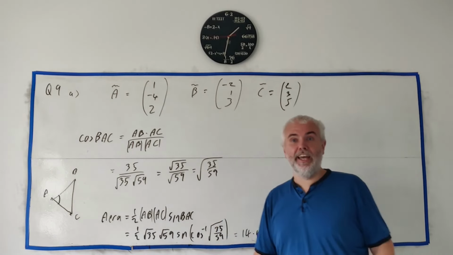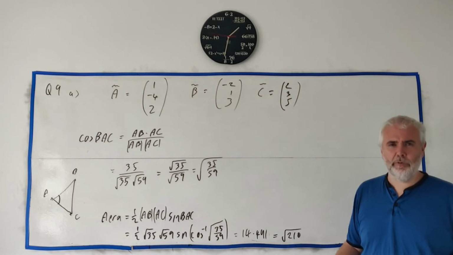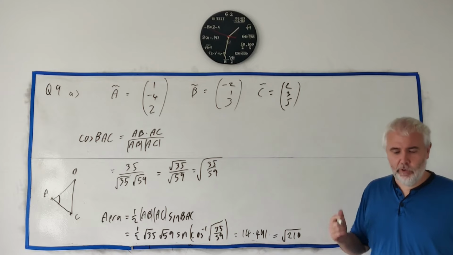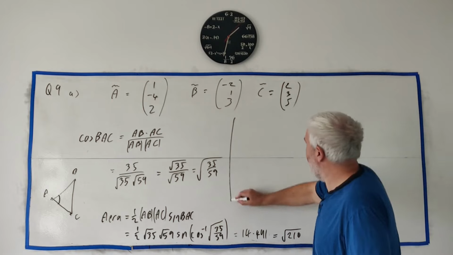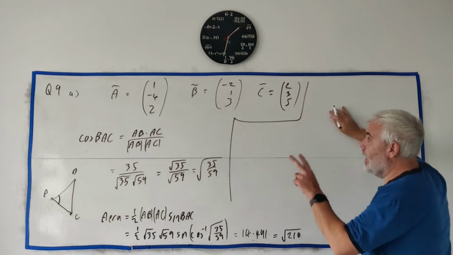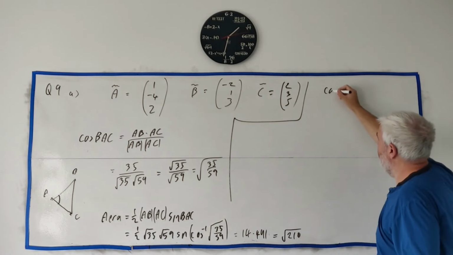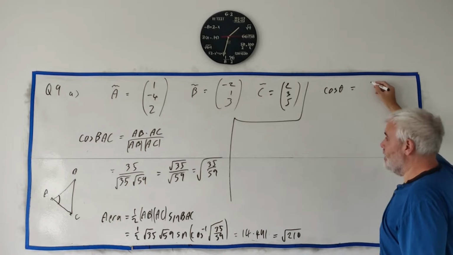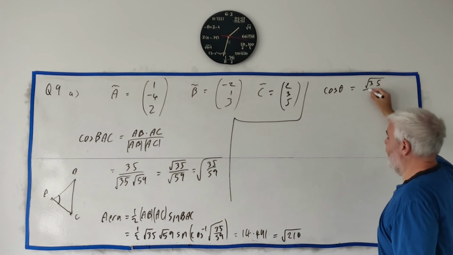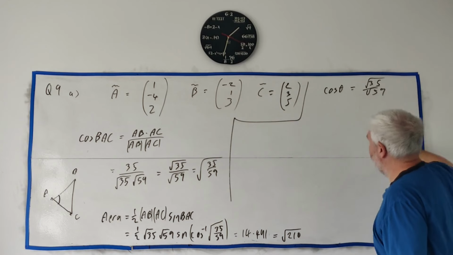So let me do it one more way. I'll describe another way, but I'll actually do it one of the ways. Right, the way I would actually do this. We found out cosine theta is equal to square root of 35 over square root of 59.